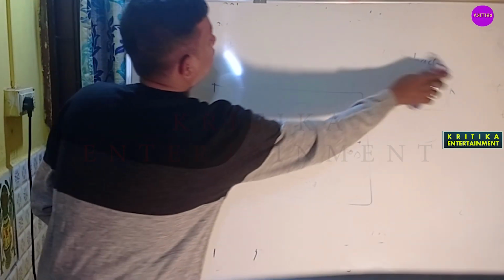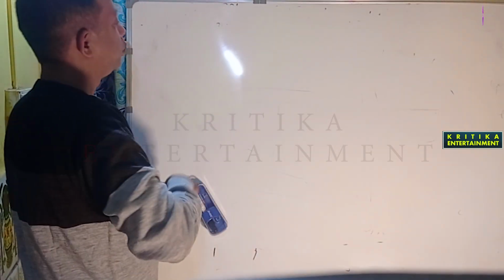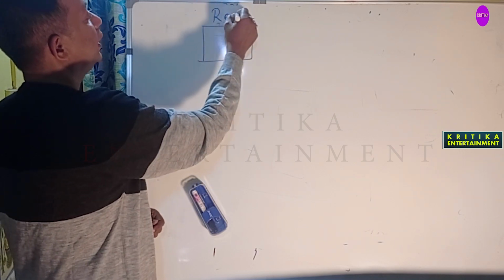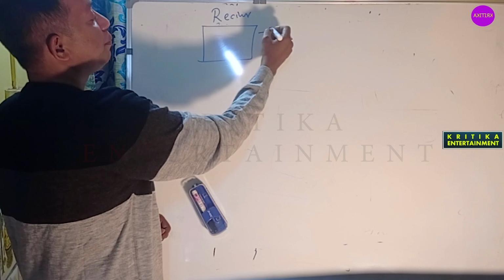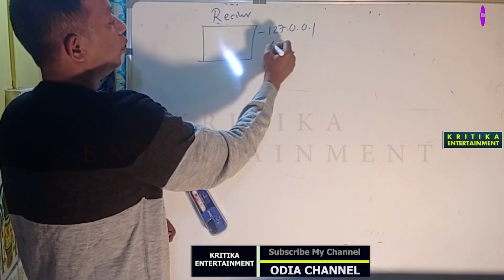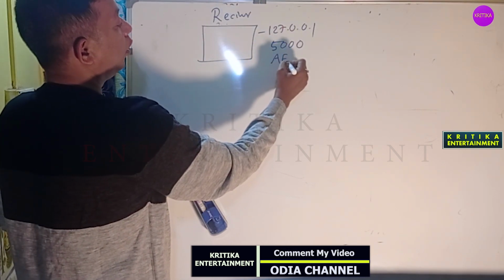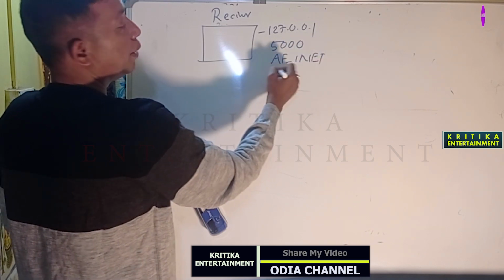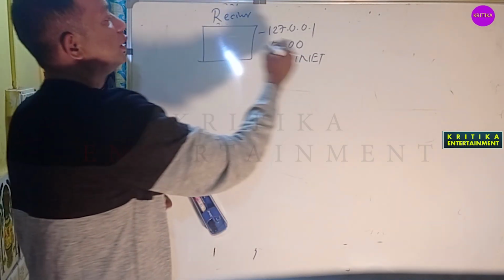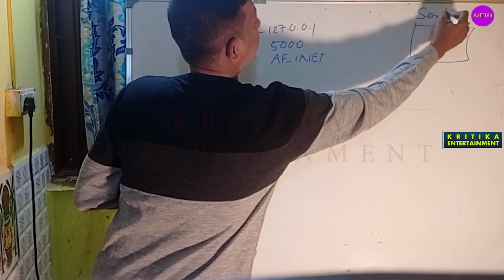Suppose I have defined the receiver. This is called the receiver machine. Its IP address is 127.0.0.1, its port is 5000, and its domain is AF_INET. AF stands for address family, INET for internet. So this is your receiver machine, and this is your sender machine.